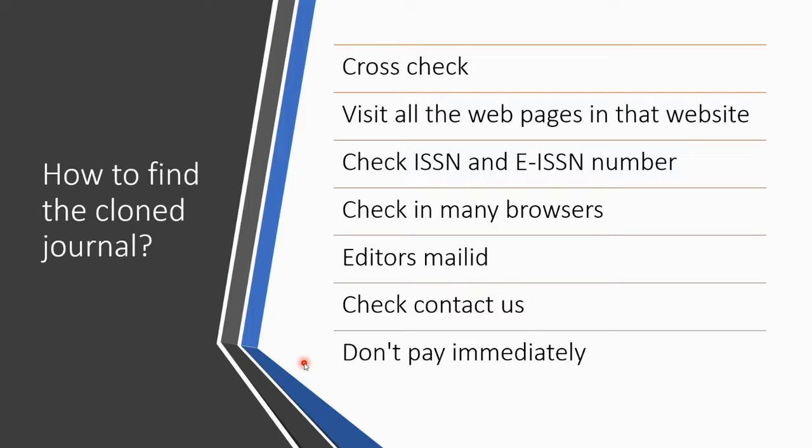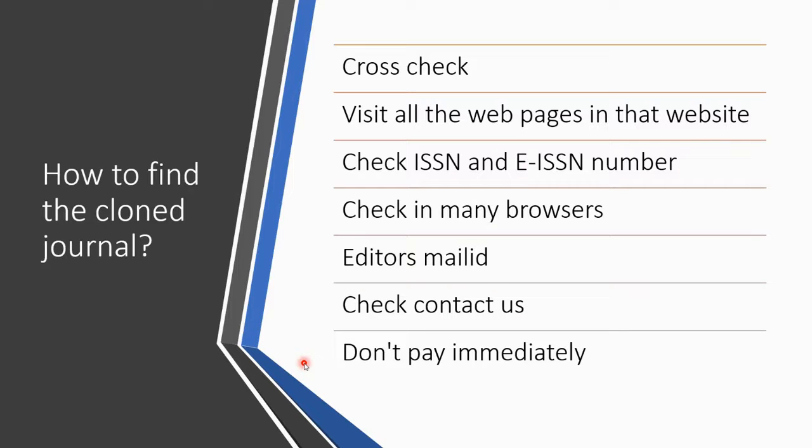And check the ISSN and ESSN number clearly, cross check it. If you see any journal in the Scopus website, check the ISSN and ESSN number, because you have eight numbers in ISSN and ESSN. The first four numbers will be the same, and in the next four numbers, only one number will be interchanged. We will not see it very clearly. We will check only the first four numbers and take a quick overview. So check properly. Check in many browsers, and check the editor's mail ID.